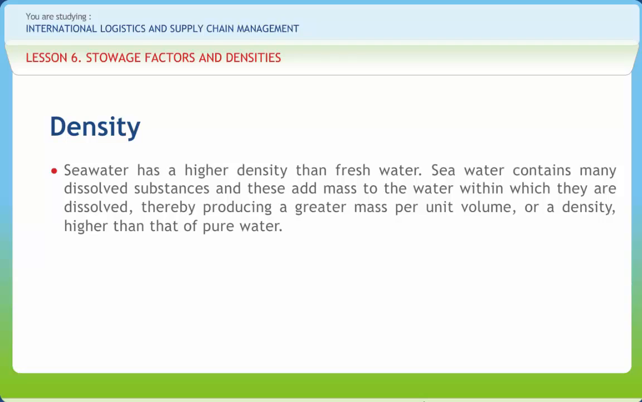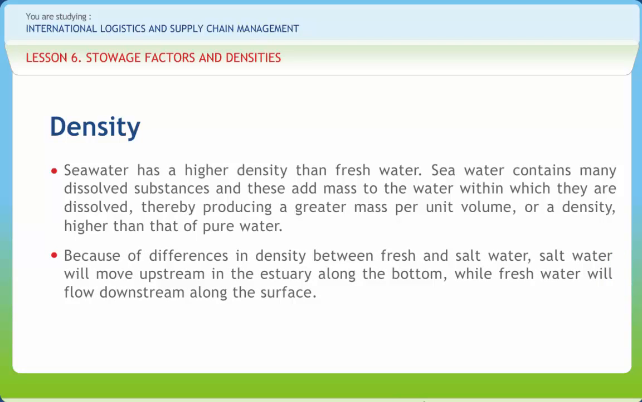Sea water contains many dissolved substances, and these add mass to the water within which they are dissolved, thereby producing a greater mass per unit volume, or a density higher than that of pure water. The amount of salts dissolved in water is called salinity. Because of differences in density, salt water will move upstream in the estuary along the bottom, while fresh water will flow downstream along the surface. Some mixing occurs at the interface where fresh and salt water meet.